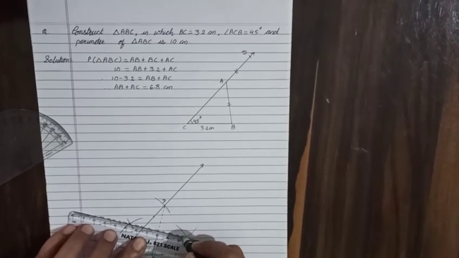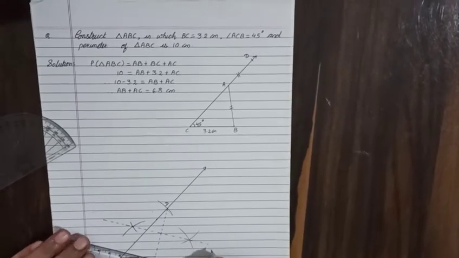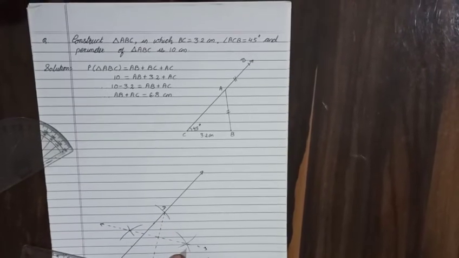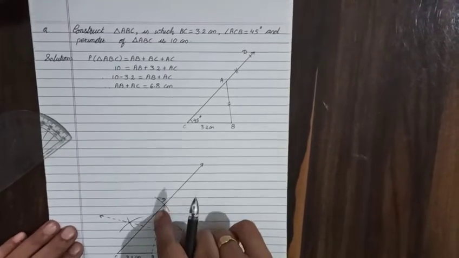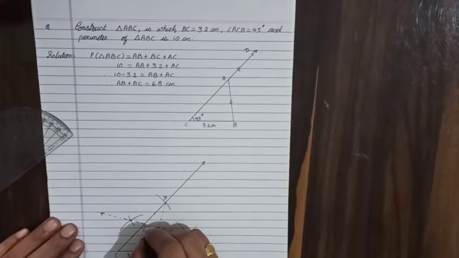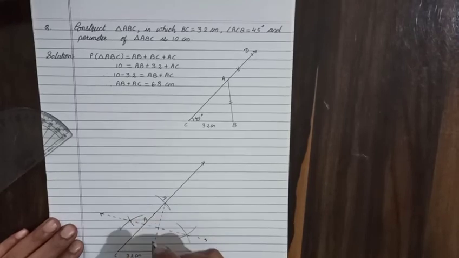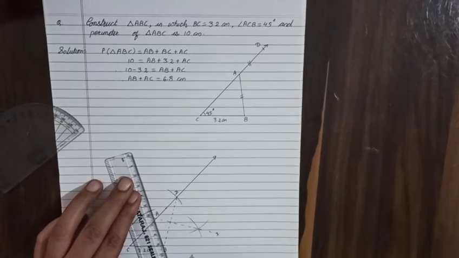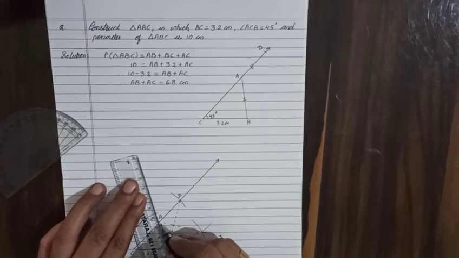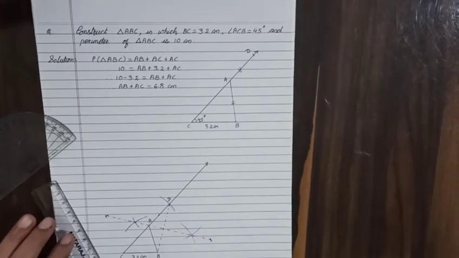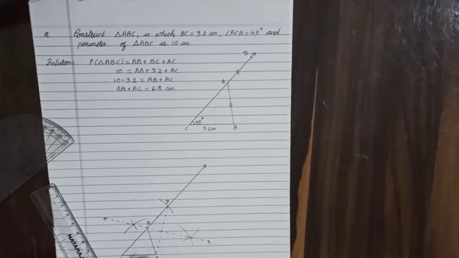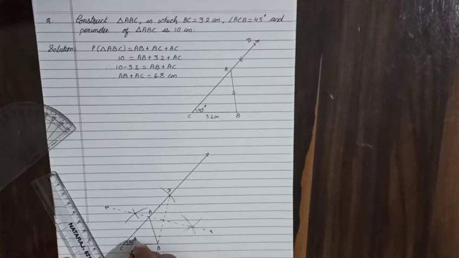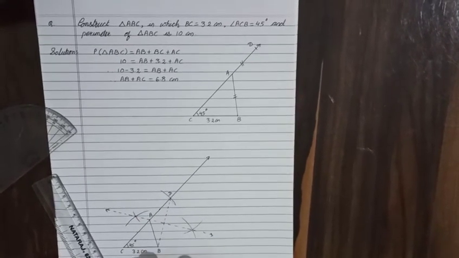So we get the perpendicular bisector of BD, where this perpendicular bisector intersects this ray CD, that is our point A. You can see here, this is our point A. Okay, now let's join A and B with the help of ruler to get the triangle ABC. Okay, so dear students, in this way we got the triangle ABC. Let's write down the measure.